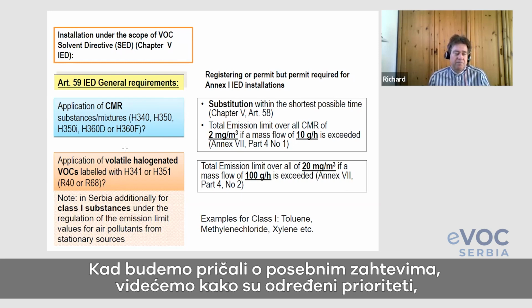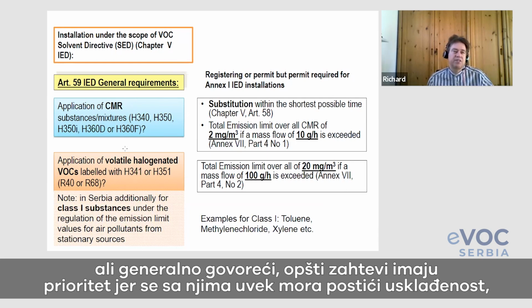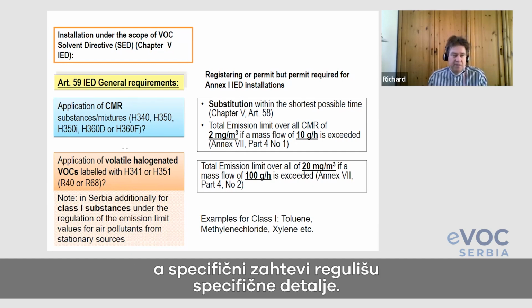So later, when we speak about the specific requirements, the priority is different. So the general requirements have a higher priority because they always have to be complied with, and then the specific requirements regulate the specific things.